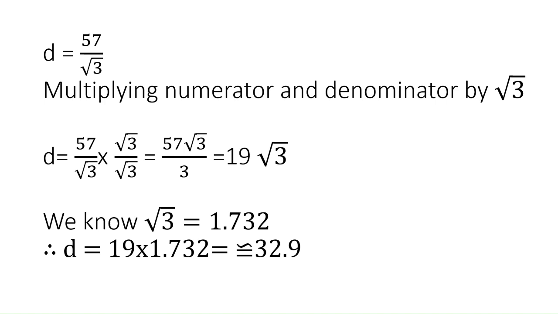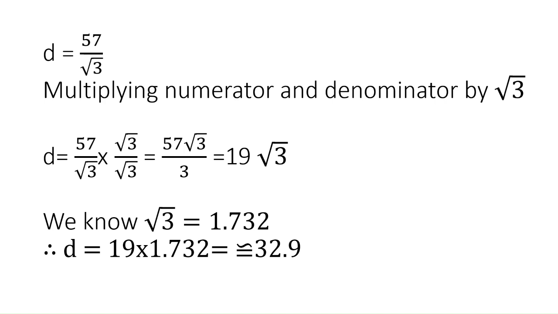Further simplification we can do directly by substituting root 3 as 1.732, but division becomes a little bit tough. So for simplifying it, we can multiply by 1, which means root 3 by root 3 here. So 57 by root 3 into root 3 by root 3. Finally it becomes 57 into root 3 by 3, so finally 19 into root 3.